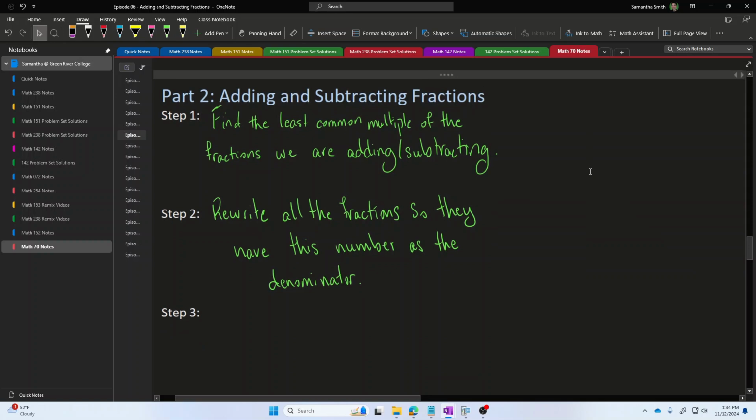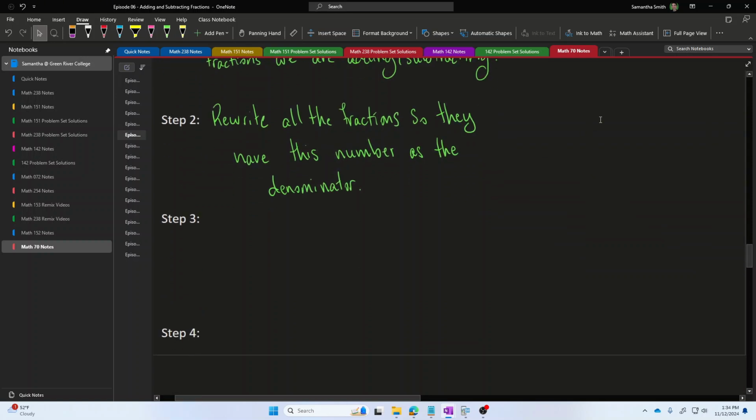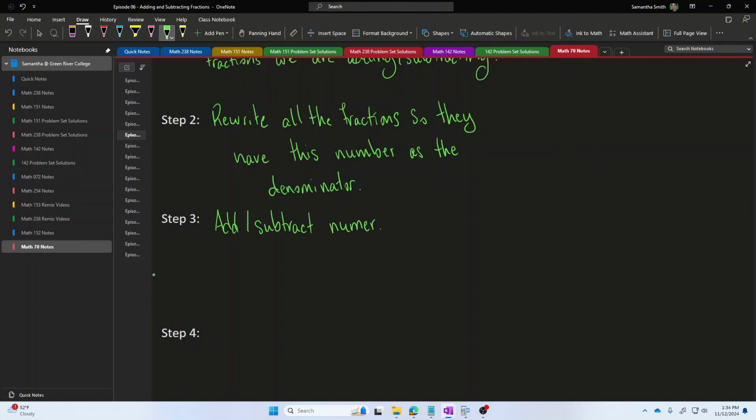Once they have the same denominator, all you have to do to add or subtract the fractions is add or subtract their numerators. And then put the result of this addition or subtraction of the numerators over this common denominator that you had in step 4.